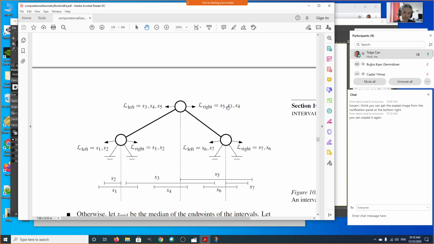So this is like the interval covers from minus infinity to x mid, and this one is like the interval from plus infinity to x mid. So it shows the order of the segments from minus infinity to x mid, and this one shows the same order from plus infinity to x mid.